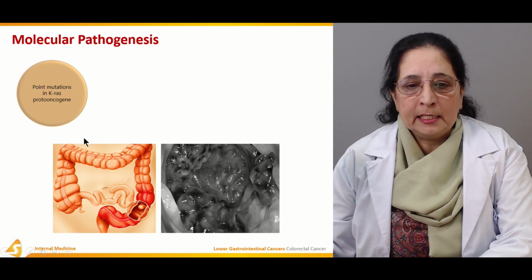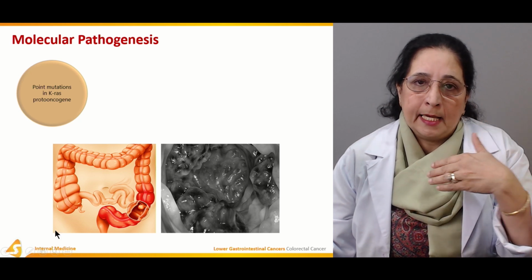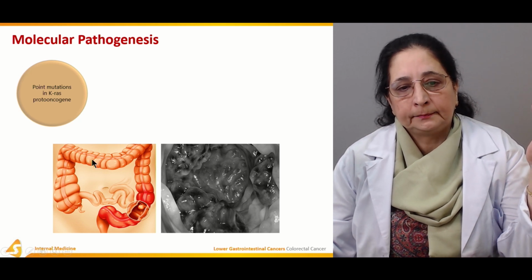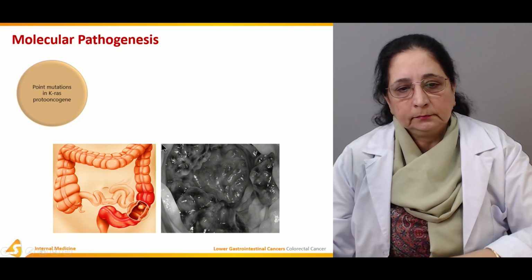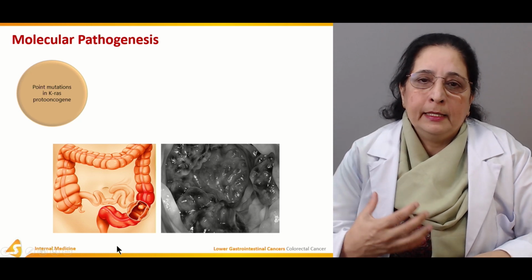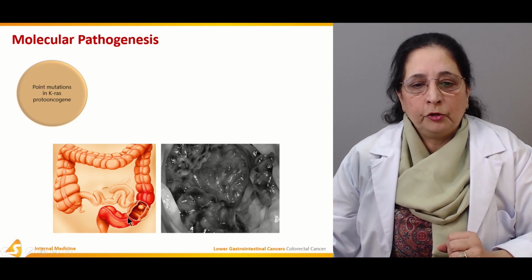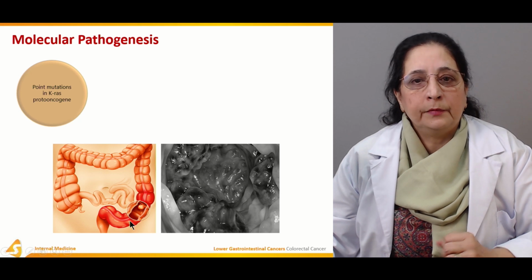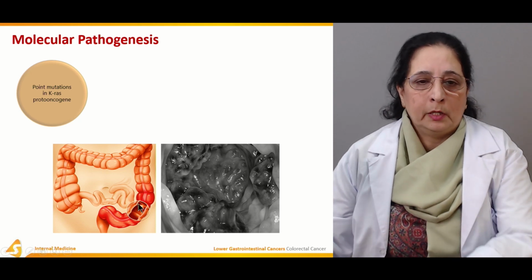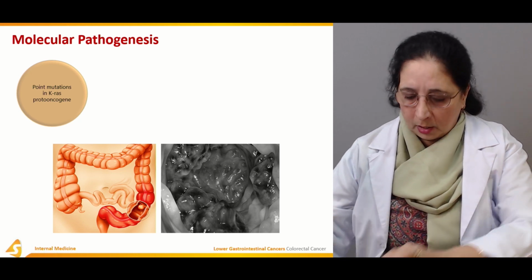Here, if you see, a very nice picture of the colon. This is the ascending colon, going up. Ascending means going up. Then we have the transverse colon, then the descending colon, going down. And the last part is the sigmoid colon that ends at the rectum. So this is the growth or the tumor you can see in the last part of the colon, close to the end of the descending colon or the sigmoid colon. So there is a point mutation in the KRAS proto-oncogene.